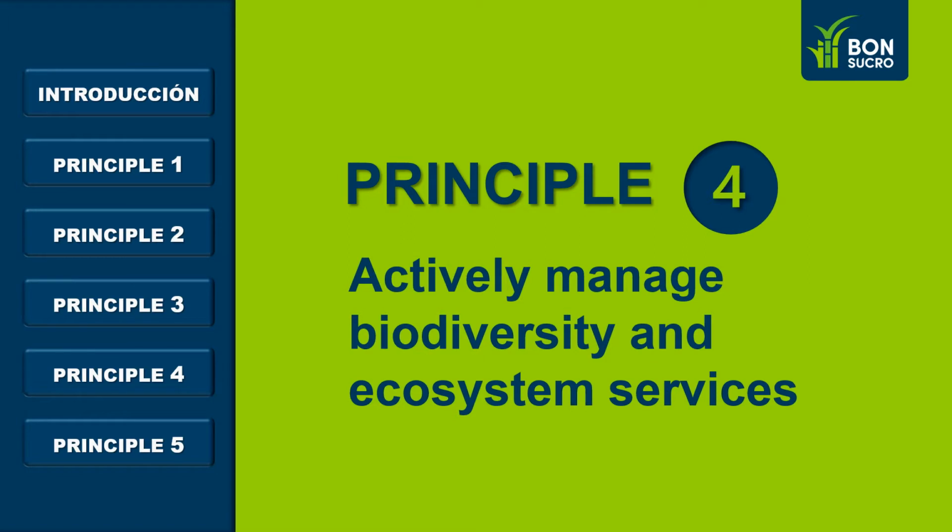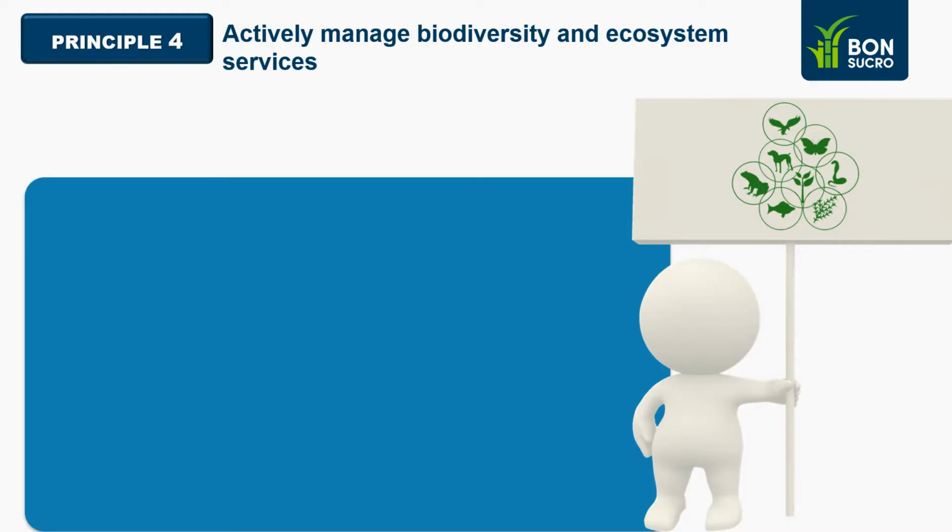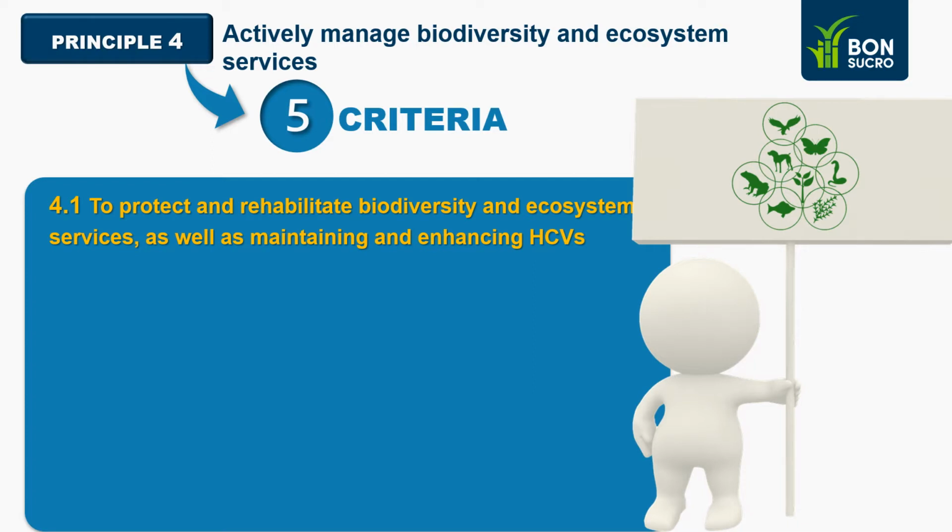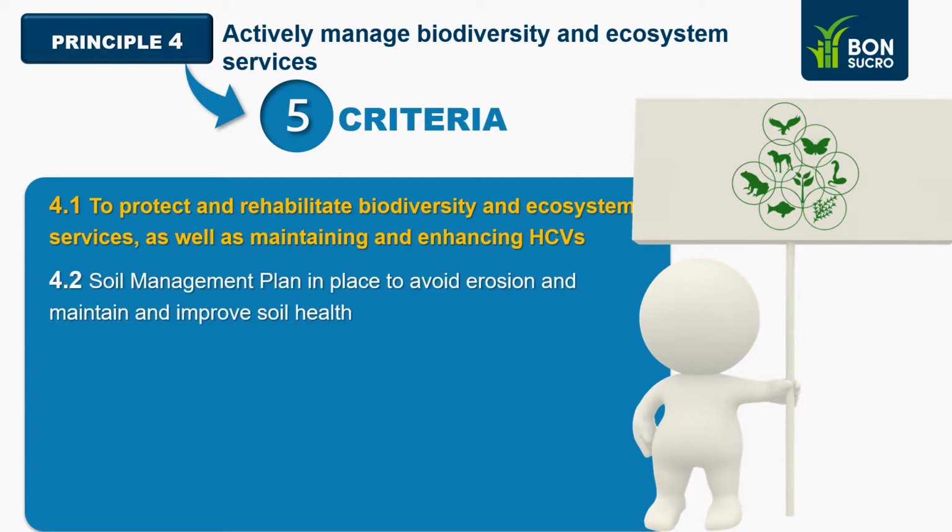Welcome to Principle 4, Actively Manage Biodiversity and Ecosystem Services. This principle is made of 5 criteria. The first, criterion 4.1, to protect and rehabilitate biodiversity and ecosystem services, as well as maintaining and enhancing HCVs. The second, criterion 4.2, soil management plan in place to avoid erosion and maintain and improve soil health. This is what we will see in this module.